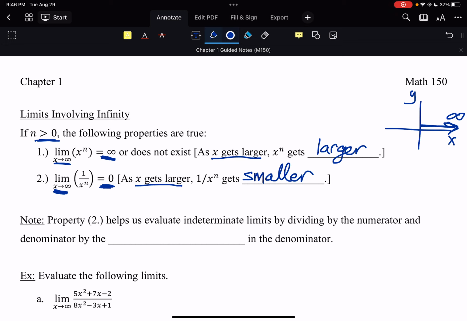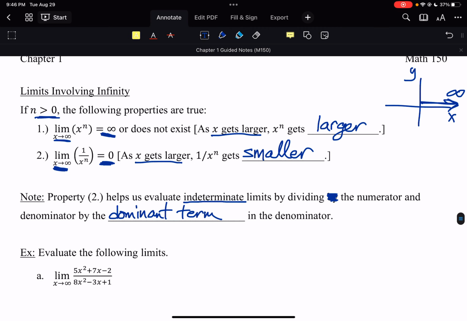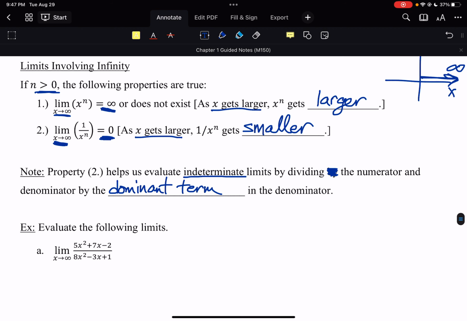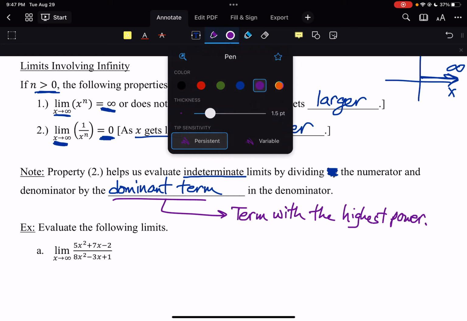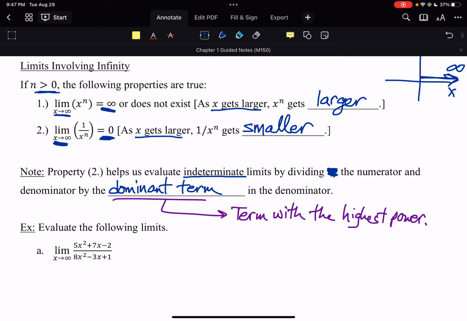Now, this second property is a very useful tool in helping us evaluate indeterminate limits by dividing the numerator and denominator by the dominant term in the denominator. When we talk about the dominant term, we're talking about the term with the highest power. So we're taking the highest power in the denominator, and we can divide that through by top and bottom.